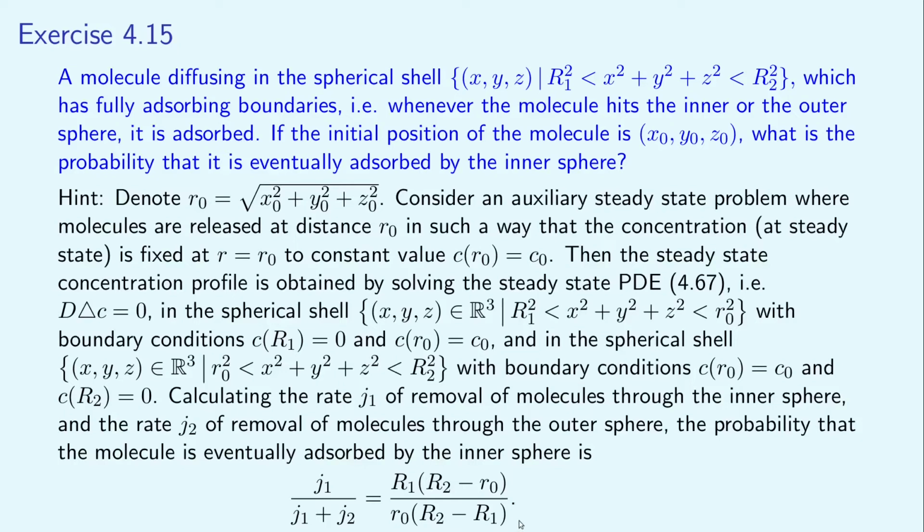If we start on the inner sphere, then r0 is equal to r1, and we obtain that the probability is equal to 1. If we start on the outer sphere, then r0 is equal to r2, and we obtain that this probability is equal to 0. So our result is consistent with our boundary conditions.